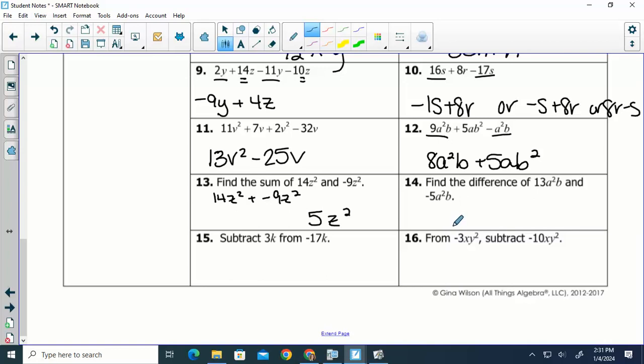Number 14. Find the difference. What does that mean? Subtract 13a squared b and so minus negative 5a squared b. What happens if you have minus a negative? So you get 18a squared b.